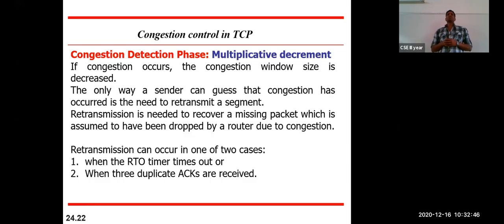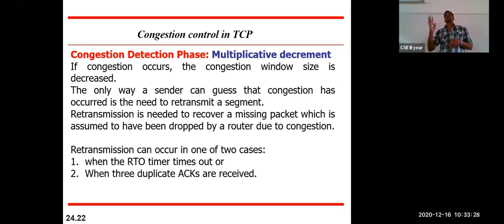See the difference. Now look at this. If congestion occurs, the congestion window size is decreased. As is obvious, it has to be decreased. The only way a sender can guess that congestion has occurred is the need to retransmit a segment. So how does the sender understand? The sender was in the slow start phase, then entered the additive increment phase. When will the sender decide that it should enter the congestion detection phase? It should understand that there is congestion. And how can it understand? If it is retransmitting more and more segments.